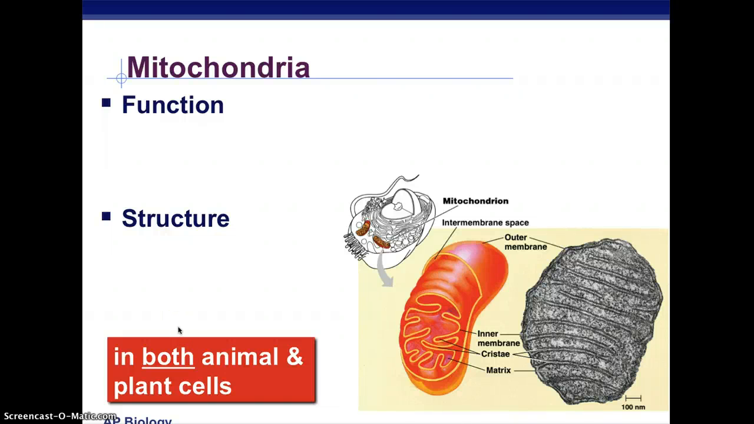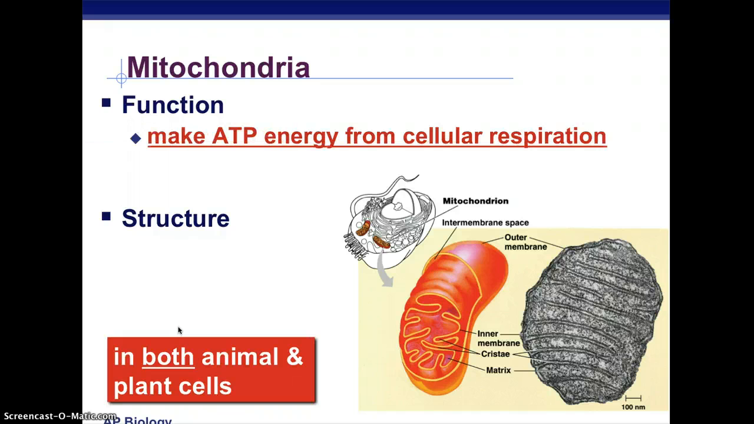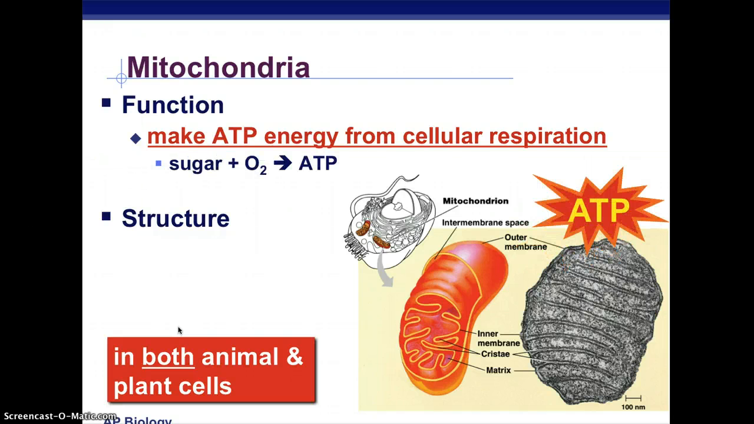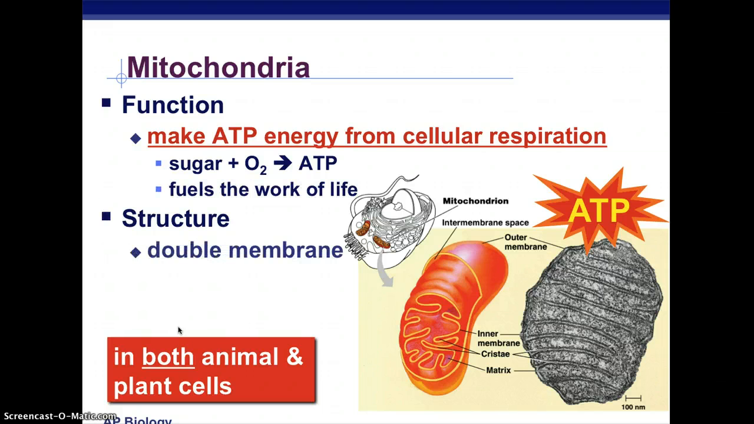Picking up where we left off, another organelle that's required for the job of, quote, making energy is the mitochondria, sometimes known as the mighty mitochondria. Its function is to make ATP by doing cellular respiration, actually transferring energy from food to the molecule of ATP. So the sugar plus the oxygen yielding ATP, which fuels the work of life.